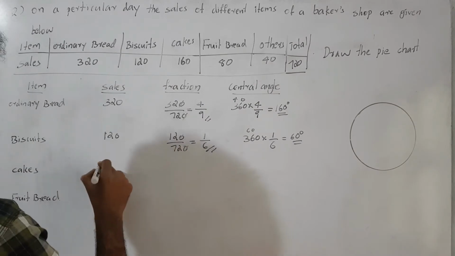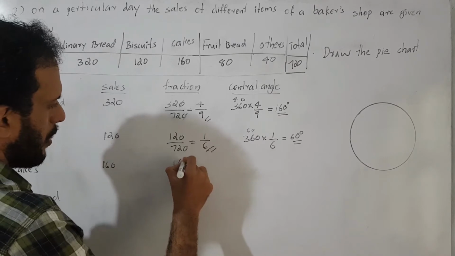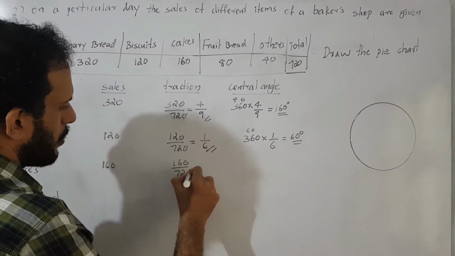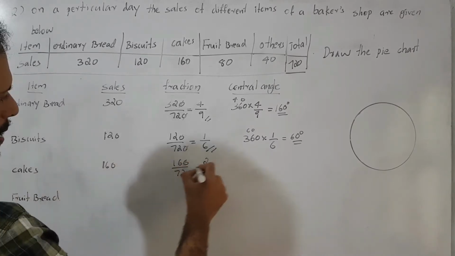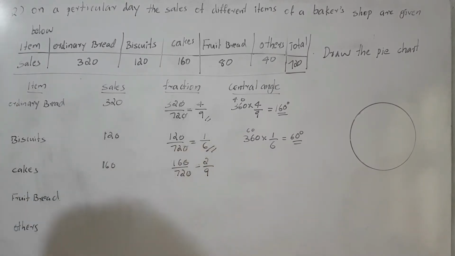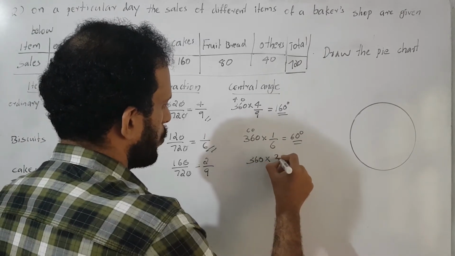The next one is the third item, cakes. The sale is 160. The fraction is 160 divided by 720. Then 0 and 0 are cancelled. Then what we get? 16 by 72. 16 by 72 is possible to reduce by 8. 16 goes 2 times, 72 goes 9 times. Then we get the fraction 2 by 9. Next the central angle: 360 into 2 by 9.